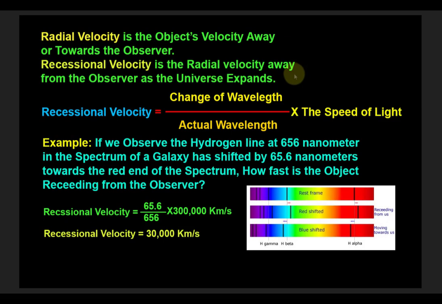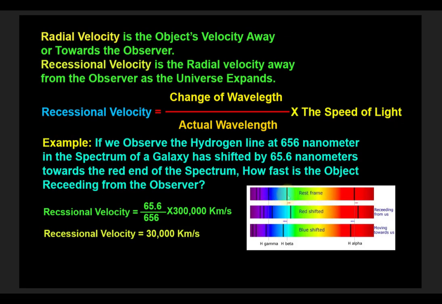So as the universe expands, we say the galaxies are receding from us. They're moving away from us. That's called recessional velocity. This recessional velocity is equal to change of wavelength divided by the actual wavelength times the speed of light.